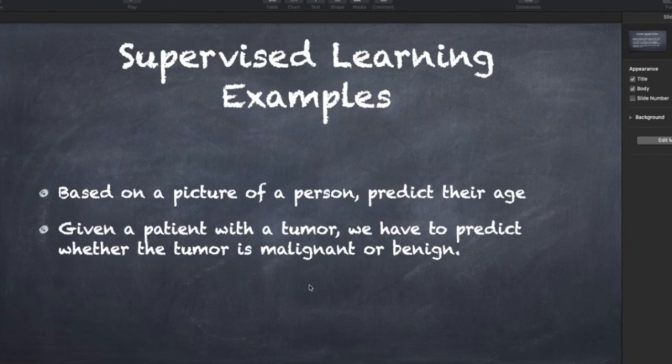And then we have another example: given a patient with a tumor, we have to predict whether the tumor is malignant or benign. Because we are classifying whether the tumor is malignant or benign, this problem is a classification problem.